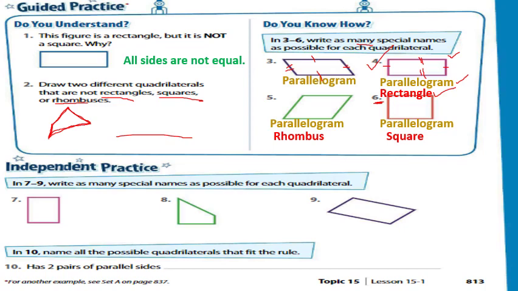Now question 7 to 9, write as many special names as possible for each quadrilateral. So you have to write the names just like we did from question 3 to question 6. And question 10, name all the possible quadrilaterals that fit the rule. So has two parallel sides. So you have to write the names of the shapes which have two parallel sides.